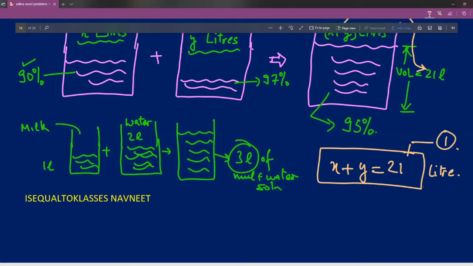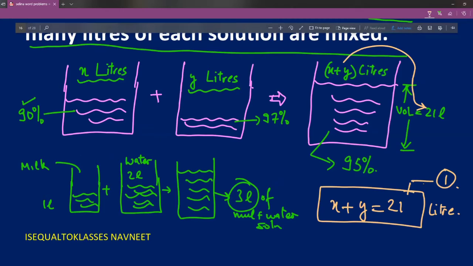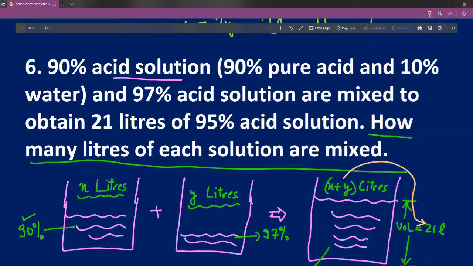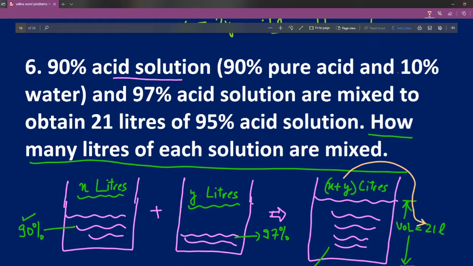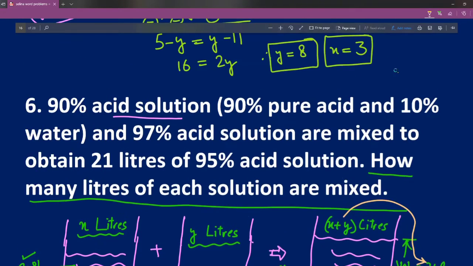Okay, now let me focus on equation 2. Equation 2 will involve a bit of thinking. It's not difficult, but it will involve a little bit of thinking. Let me try to explain it to you. Now 90% acid solution means that 90% is acid and 10% is water.